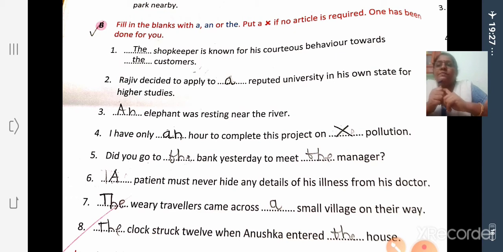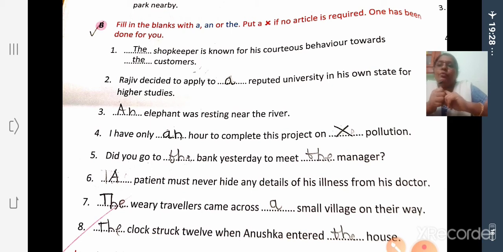Then, Rajiv decided to apply to dash reputed university in his own state for higher studies. Reputed, to apply to a reputed university. Then, a dash elephant was resting near the river. An elephant. Then, I have only dash hour to complete this project on pollution. Hour, the sound is a vowel one, so an hour. Then the next one, no need of any article there.